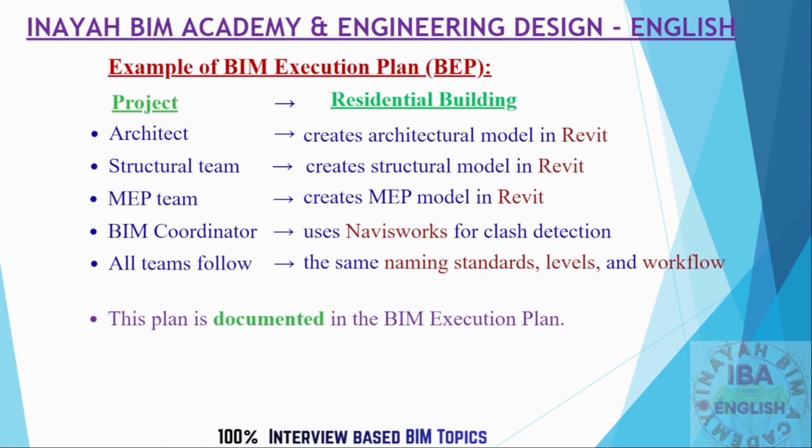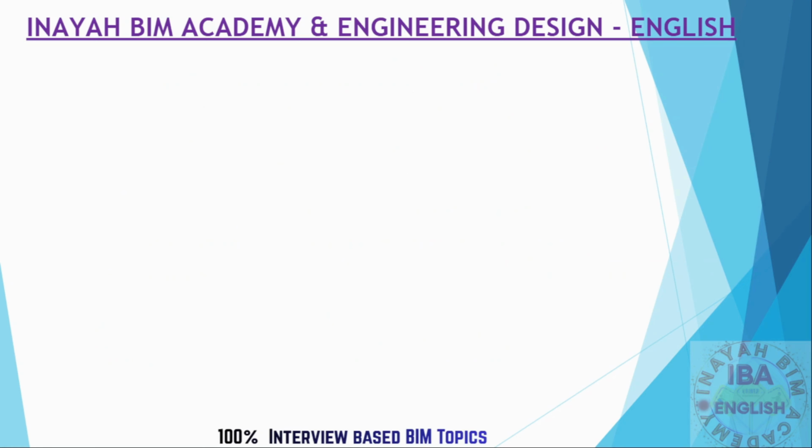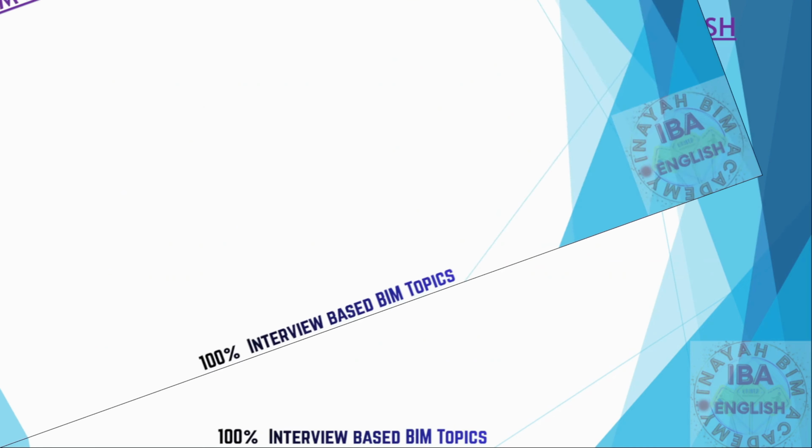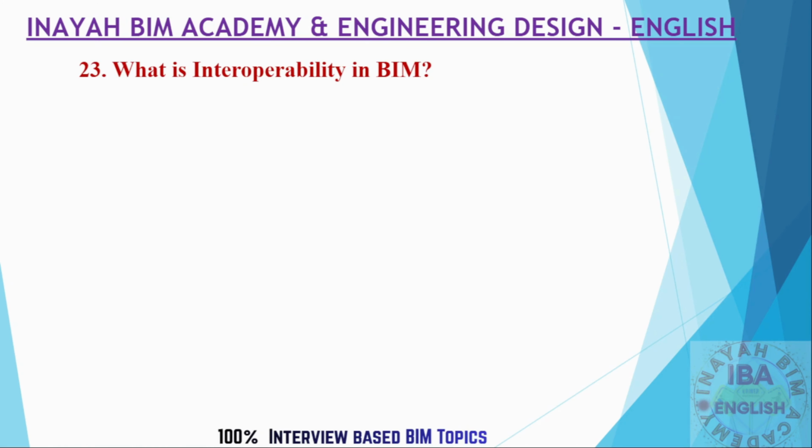And this plan is documented in where? In the BIM execution plan. You will find it either at the start of the project or before starting the project itself, everything documented. So this is your BIM execution plan. And here is a very important topic.